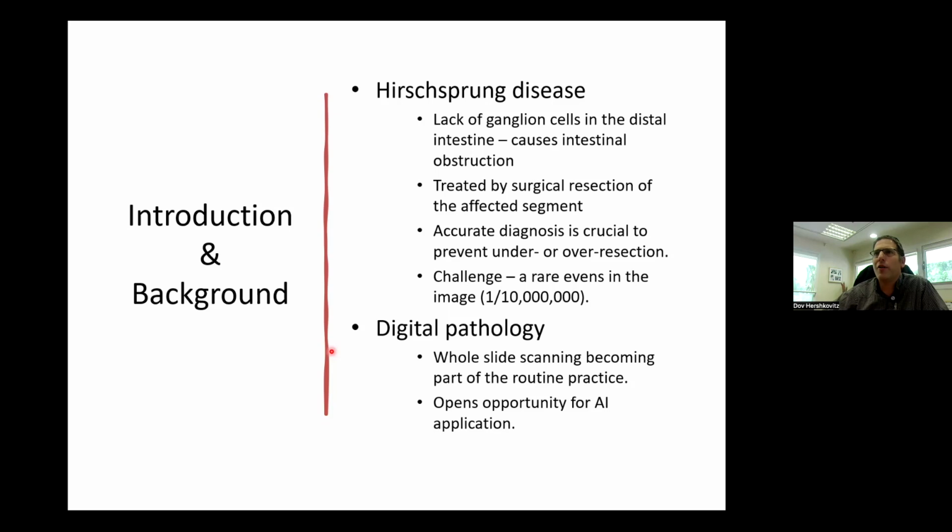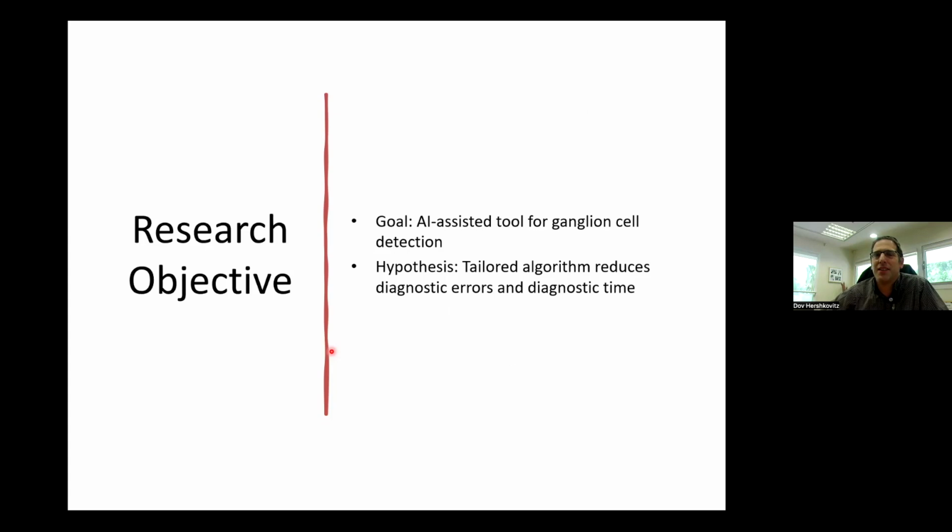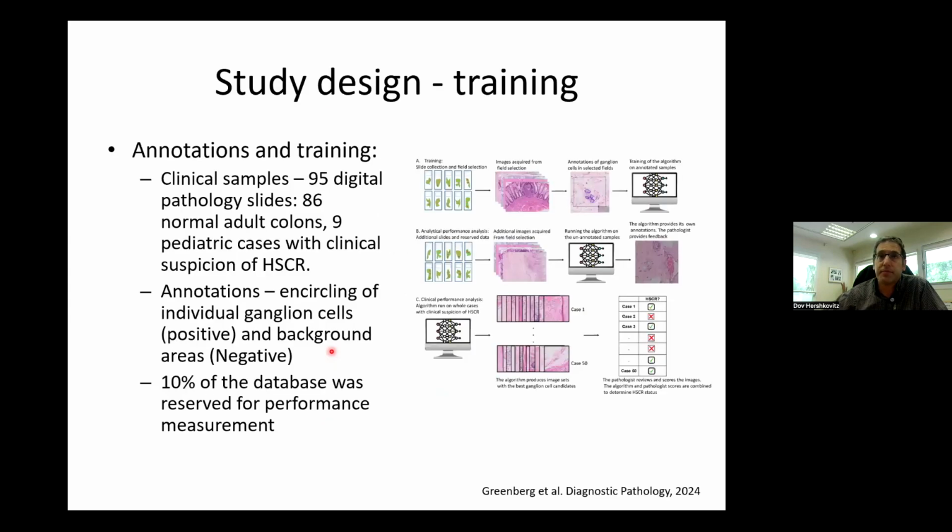But by the way, if you have questions throughout the presentation, please feel free to interrupt and to ask. So our research objective was to develop an AI-assisted tool to detect ganglion cells. And we hypothesized that it would reduce diagnostic errors, and it will also reduce diagnostic time.